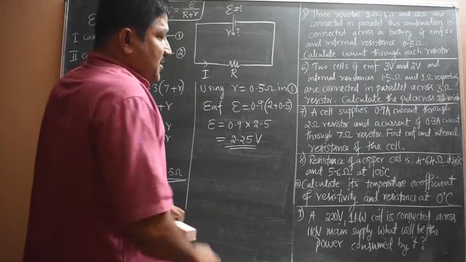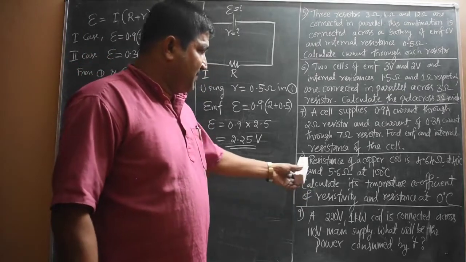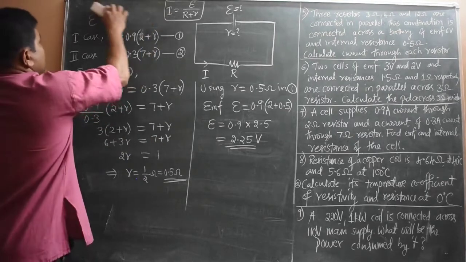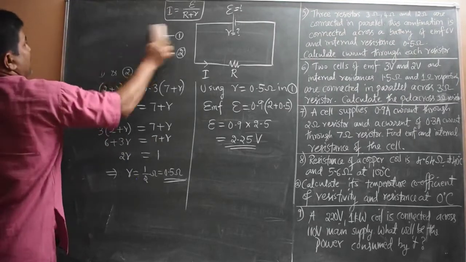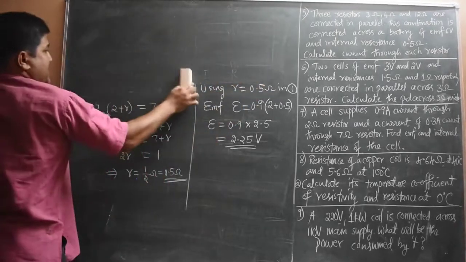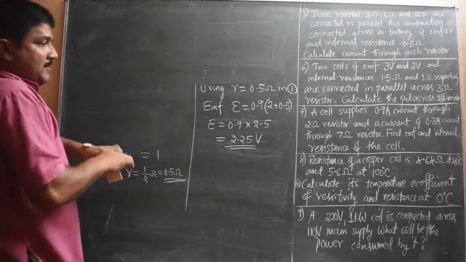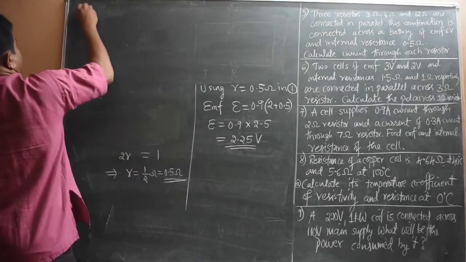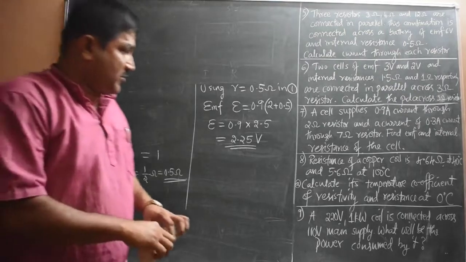Then next is another problem. Okay, so problem number 8. Let me go to the next problem. I hope you completed this problem and understood the method of solving. The next problem is, okay, problem number 8. So there is a problem related to temperature coefficient of resistivity.